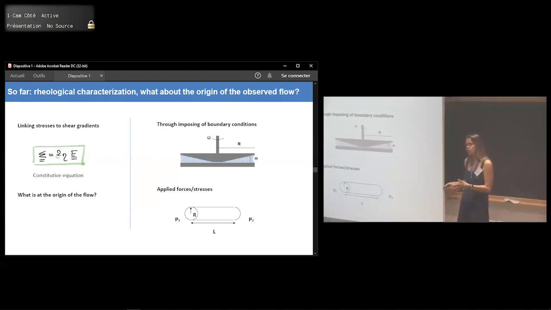And the next thing I want to do is to actually explain how we link our constitutive equation to the momentum balance equation, which is the Navier-Stokes equation. So how do we create flows? And then I want to discuss how these flows are modified for non-Newtonian fluids.